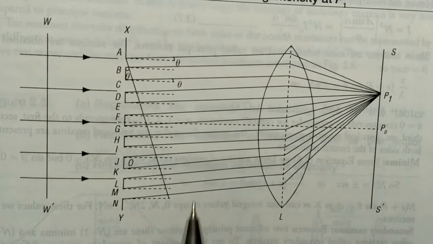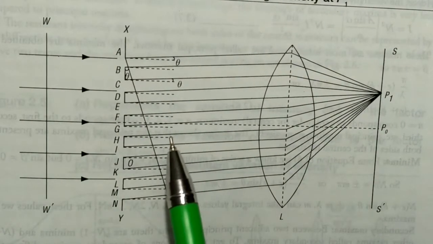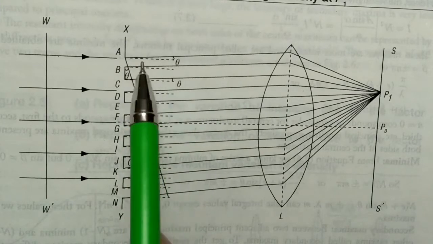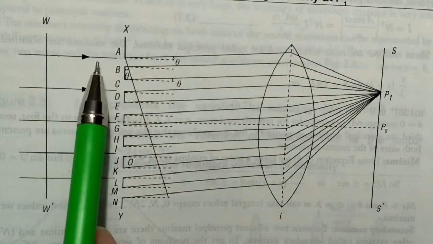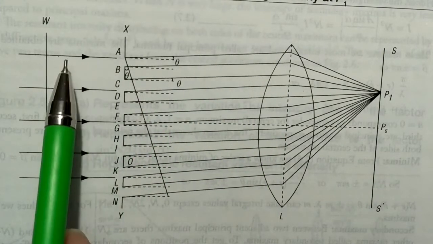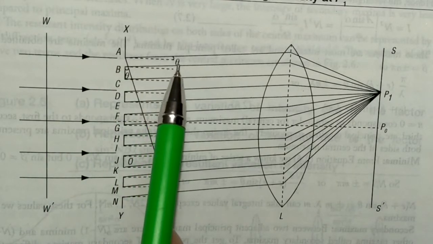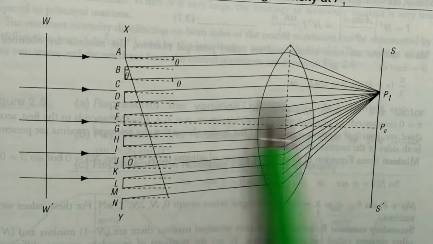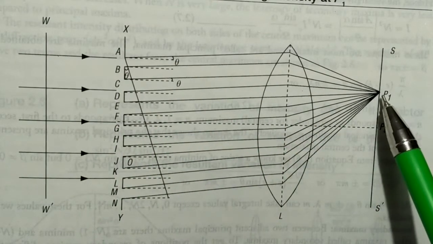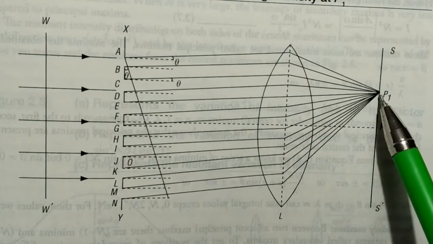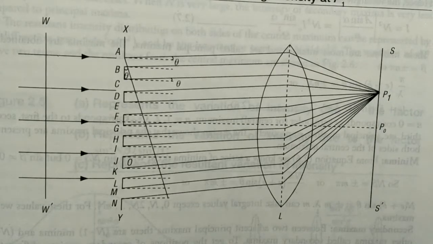This is another image. The slits are the same, but the secondary wavelets which make an angle theta with the incident beam combine to form a maximum at P1. Now let us discuss the equation.